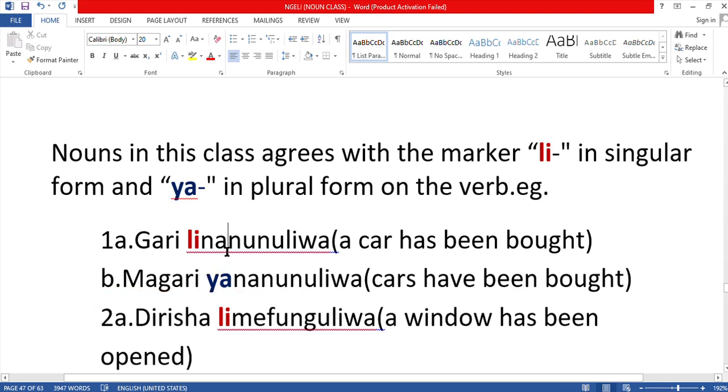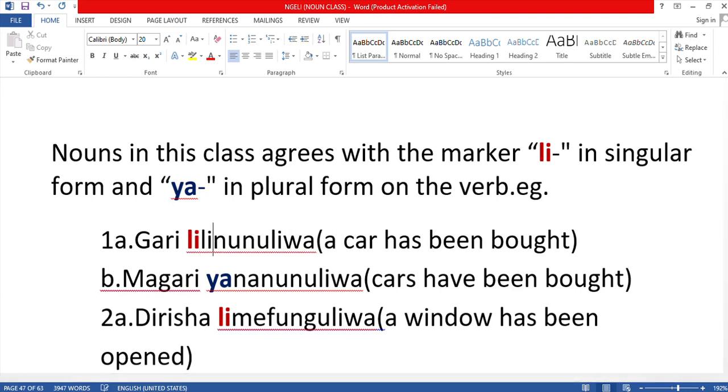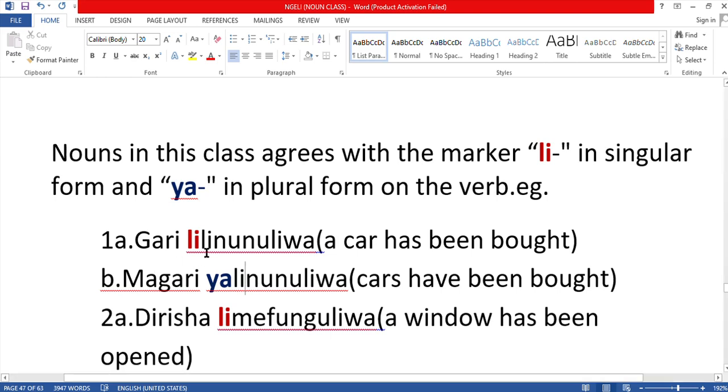present tense. So in past tense, you just have to replace this na with li, because that's where the tense goes. Then here also you just replace it with li. So the first tense would be gari lilinunuliwa. It means the car was bought. Then magari yalinunuliwa. Cars were bought. Okay, that is for the past tense.